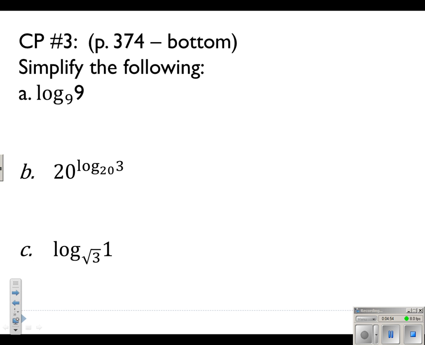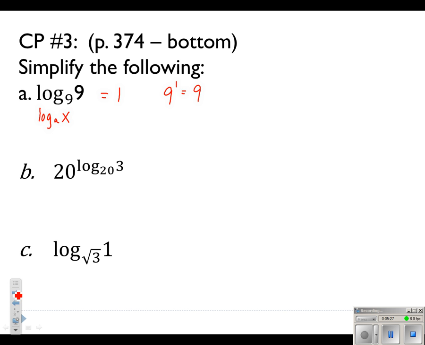Checkpoint 3 puts some of these to work. Simplify the following. On that first one, simplify log base 9 of 9. This is going to equal 1 because 9 to the first power is equal to 9. So it's utilizing those properties on the back side there. Remember, this is log base a of x. So 9 is the x, a is our base, and then 1, of course, is the y.